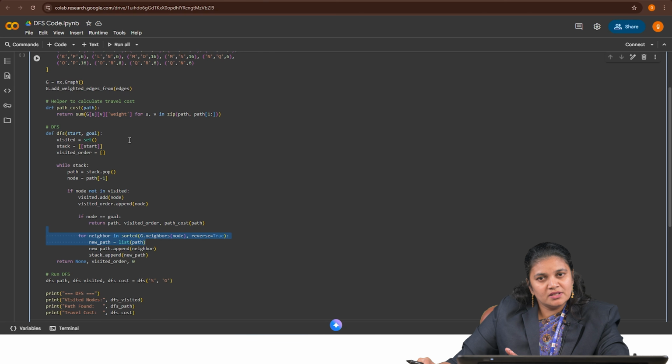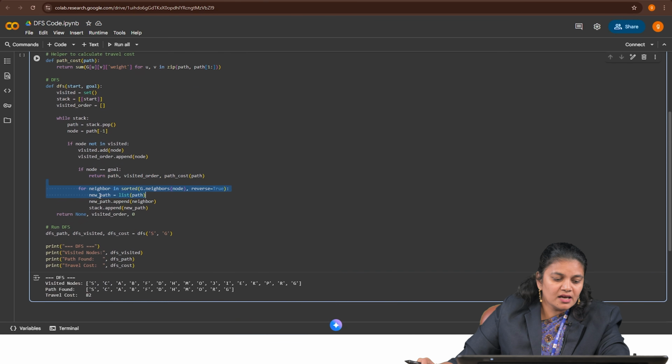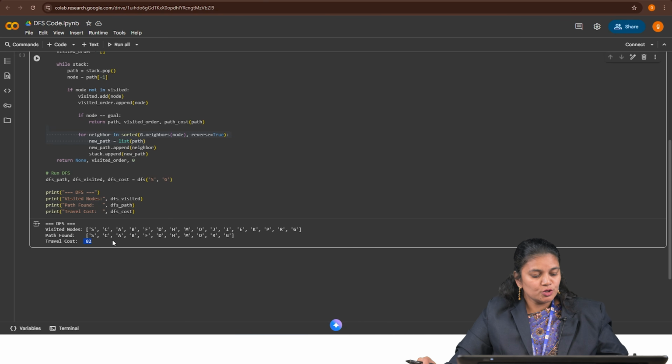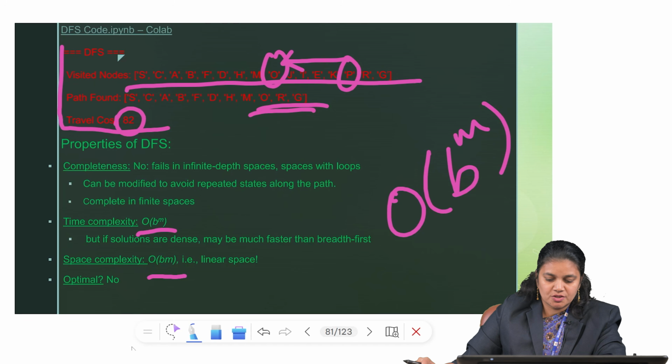So if the stack is empty, we can tell element is not found, path is not found, we can close the search. If not, we have to move on, and we can tell that the element is found with this path. We can return the element's path. So here we can see what is the path found and what is the total cost. The total cost is 82. We are getting a total cost of 82 when we come towards the breadth first search.